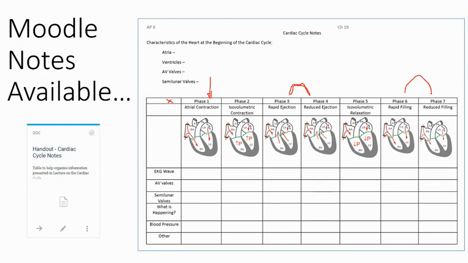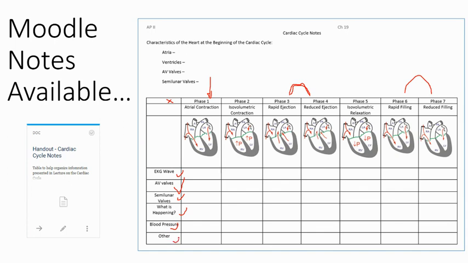So you definitely need to know the names. You need to know what is taking place in each phase or during each component. So during atrial contraction, for example, you're going to need to know what's happening with the EKG wave at that point. What are the AV valves doing? What are the semilunar valves doing? Generally, what's happening in that phase. What blood pressure recordings might be recorded, and then any other information.